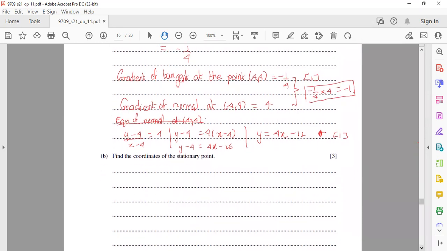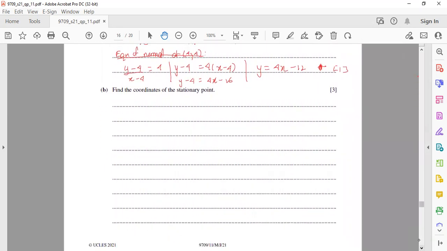So next you're asked to find the coordinates of the stationary point. So that's easy. We know that at a stationary point, dy by dx is always equal to 0. And we already know dy by dx from the first part. So dy by dx is 3 over square root of (3x plus 4) minus 1. It's equal to 0. So 3 over square root of (3x plus 4) is equal to 1. 3 is equal to square root of (3x plus 4).